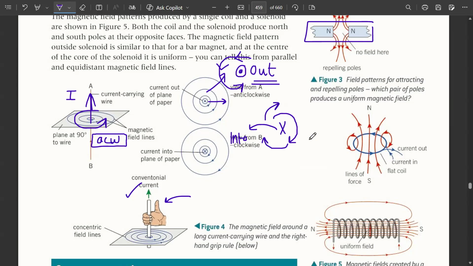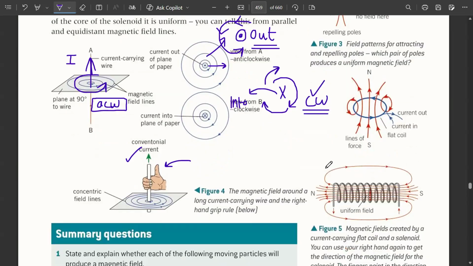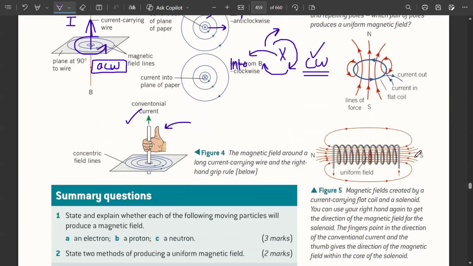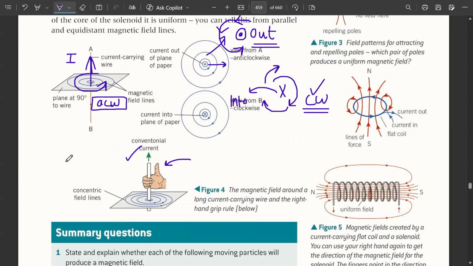And when it's into the screen, then it is clockwise. Clear or no? Kind of. Try again. Now let's say there's a wire and the current is in downwards direction. Now let me know how a magnetic field will form. Make a thumbs down. Where are the curls of your fingers? Clockwise. Yeah, clockwise. Now you're getting it.